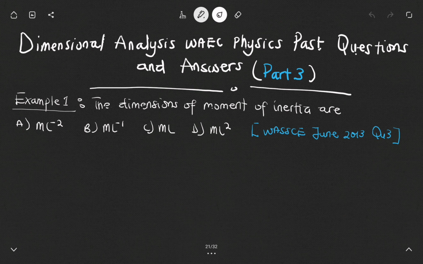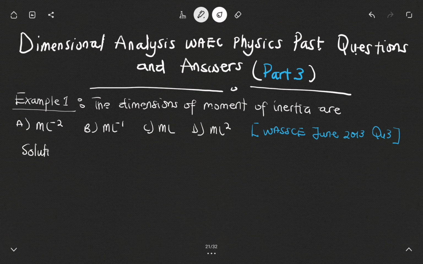So we have question number 1. The dimensions of moment of inertia are, and these are the options that we have: A, ML^-2; B, ML^-1; C, ML; and D, ML^2. And this is the WASSCE June 2013 question number 3. Alright, so let's have a look at the solution to this problem.